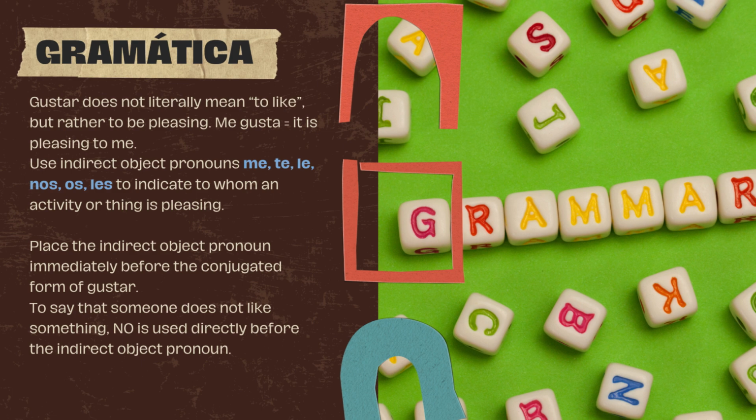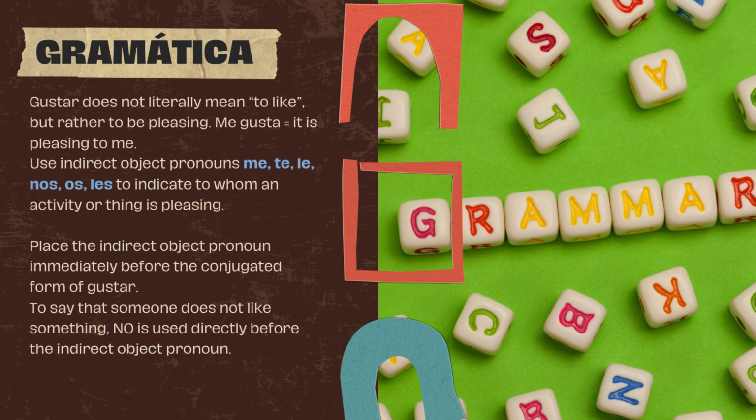To show who likes something, Spanish uses indirect object pronouns. Me equals to me, te equals to you, le equals to him, her or formal you, nos equals to us, os equals to you all in Spain and Equatorial Guinea. Les equals to them, or you all. The indirect object pronoun always comes immediately before the conjugated form of gustar.